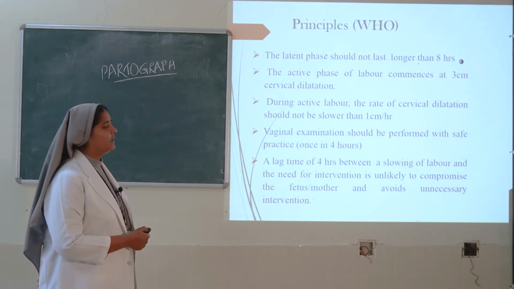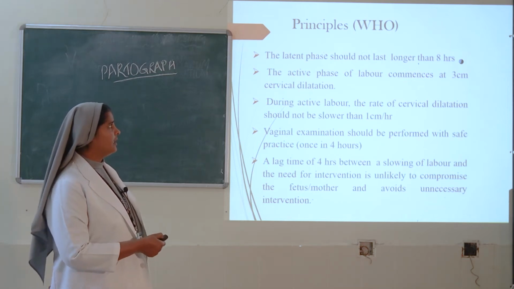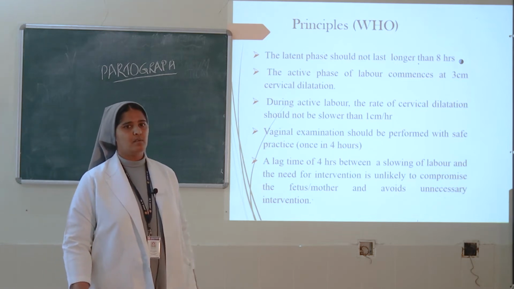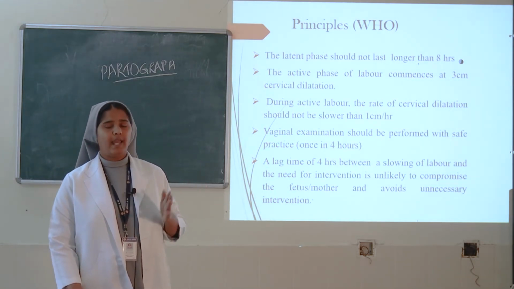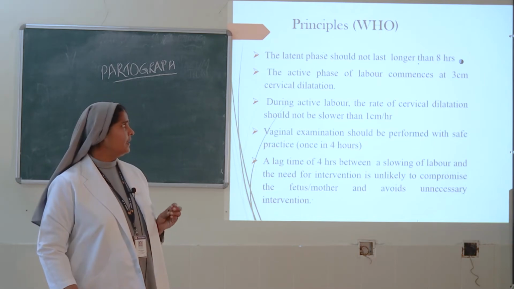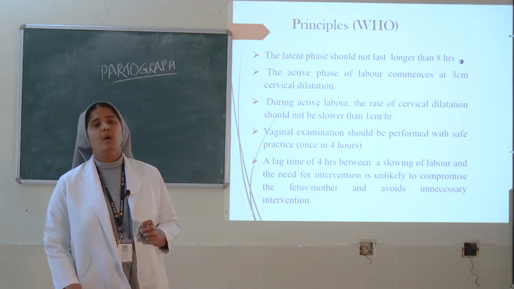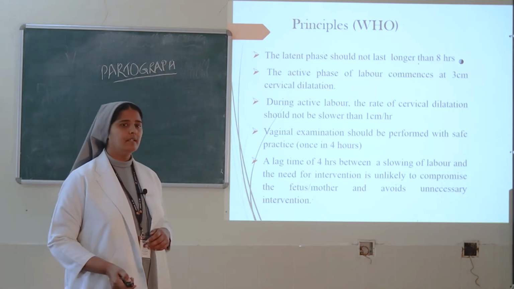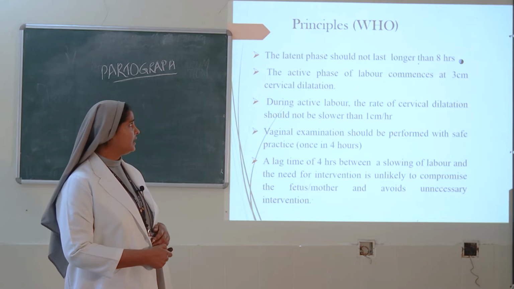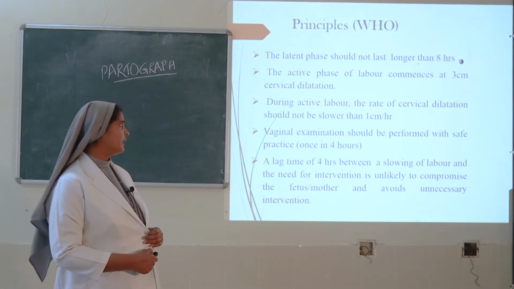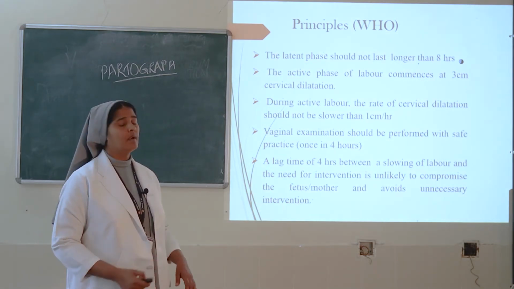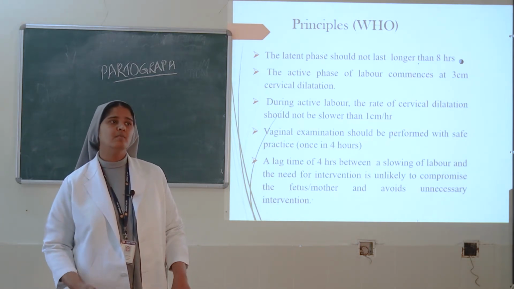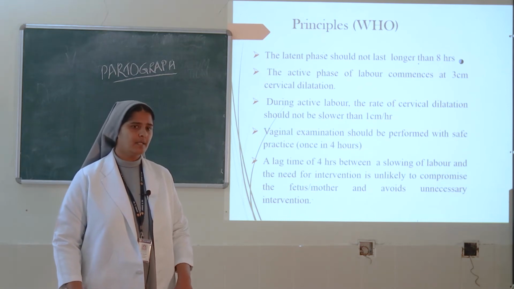And the second principle is the active phase of labor commences at 3 centimeters of cervical dilatation. So after latent phase, the active phase will be starting, and this active phase should start when the cervix dilates till 3 centimeter. And the third principle is, during active phase of labor, the rate of cervical dilatation should not be slower than 1 centimeter per hour. So in the active phase, the cervix should dilate more than 1 centimeter per hour.